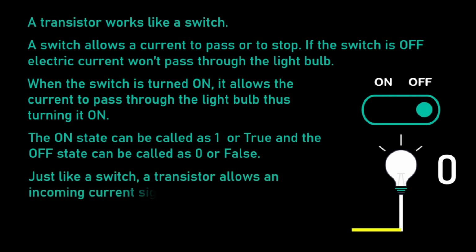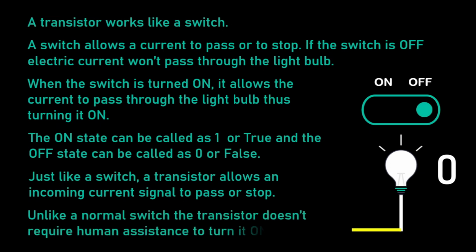Just like a switch, a transistor allows an incoming current signal to pass or to stop. Unlike a normal switch, however, the transistor doesn't require human assistance to turn it on or off. So how does a transistor get on or off? In order to see that, let's consider a transistor.